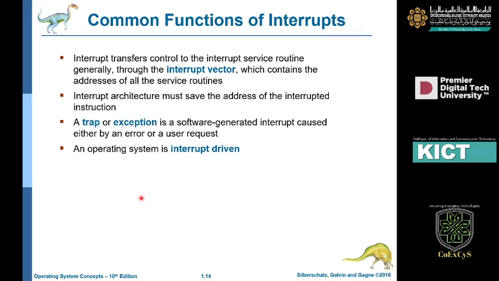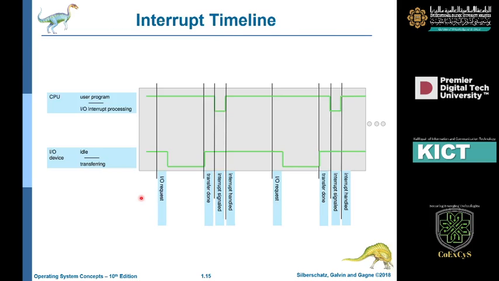An operating system is basically overall interrupt driven, right? So okay, here's an interrupt timeline. So you see a user program running, right? Now the IO device might be idle and there's an IO request. This could be, for example, your mouse moving, or you're typing something on the keyboard, and when it's time to transfer those, the interrupt will occur, right?